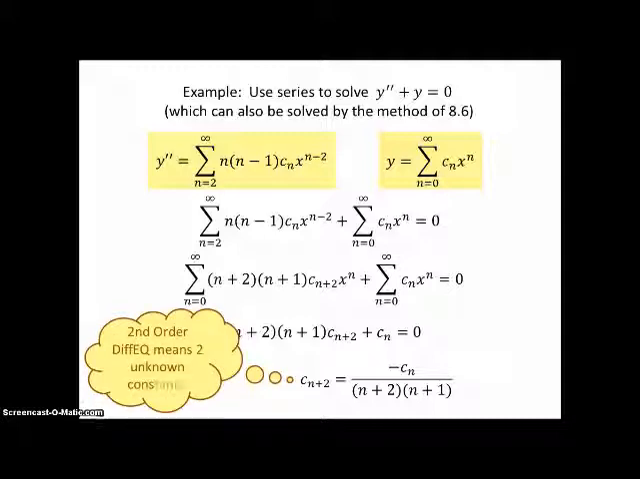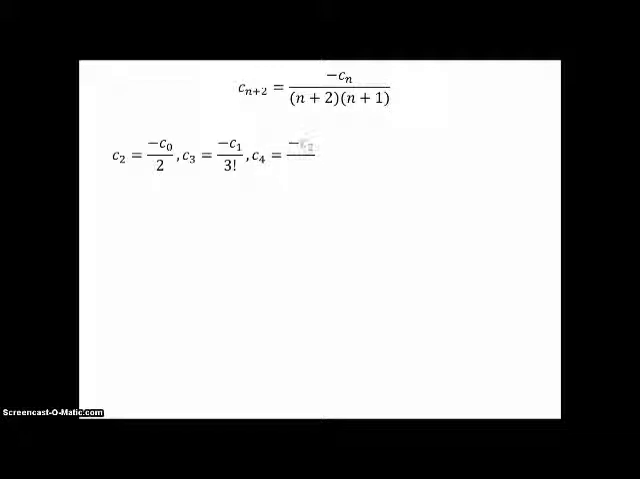Second order differential equation means we're going to have two unknown constants in our solution. Okay, so there's our formula again. C2 is negative C0 over 2. C3 is negative C1 over 3 factorial. C4 is negative C2 over 4 times 3. Now, I've already got two unknowns, C0 and C1, that we're not going to solve for. So I replace C2 with what it is in terms of C0 and simplify. And then C5 is going to be in terms of C3, which I can then rewrite in terms of C1. I didn't show all the computations, but you get the idea.